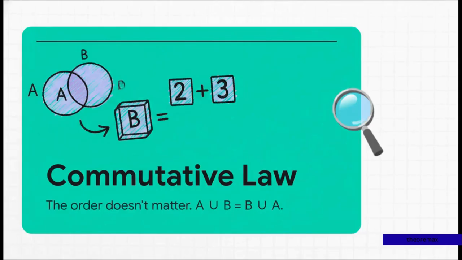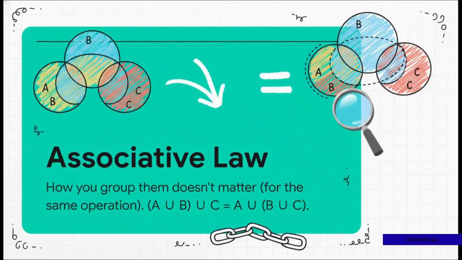First up is the commutative law. The core idea is incredibly simple. The order just doesn't matter. Combining set A with set B gives you the exact same result as combining B with A. You know, it's no different than saying that 2 plus 3 is the same as 3 plus 2. Same thing.